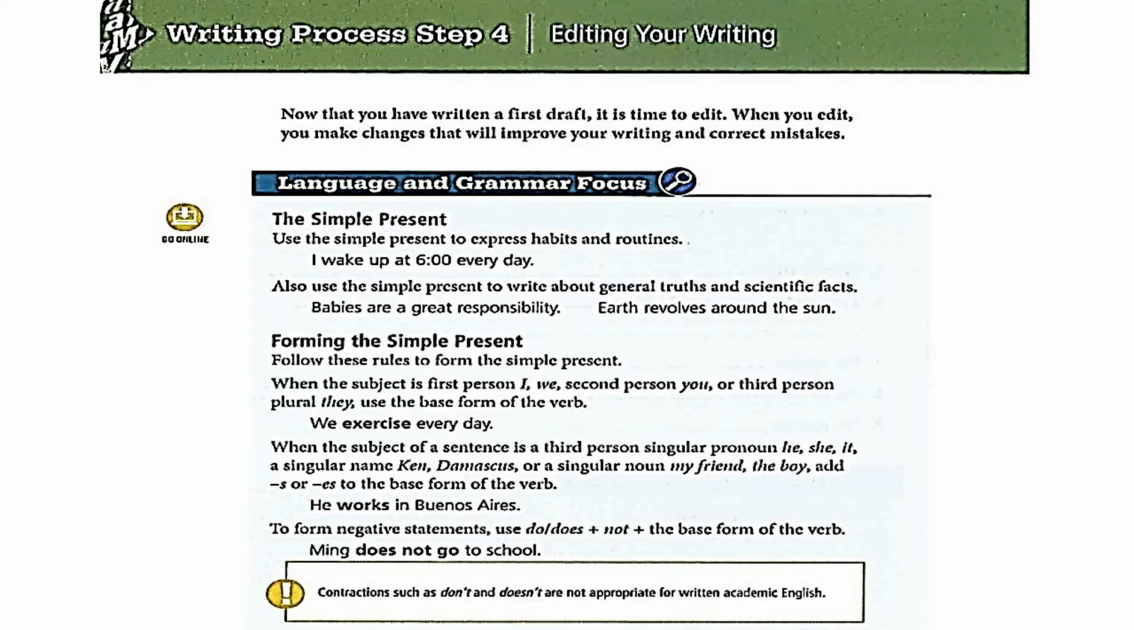Also, use the simple present to write about general truths and scientific facts, such as babies are a great responsibility, or Earth revolves around the sun. And you can also take a look at the rules here. Pay attention to the pronouns or subjects in the present simple tense. Of course, you're supposed to make the subject and the verb agree. Plural subjects with plural verbs, singular subjects with singular verbs.